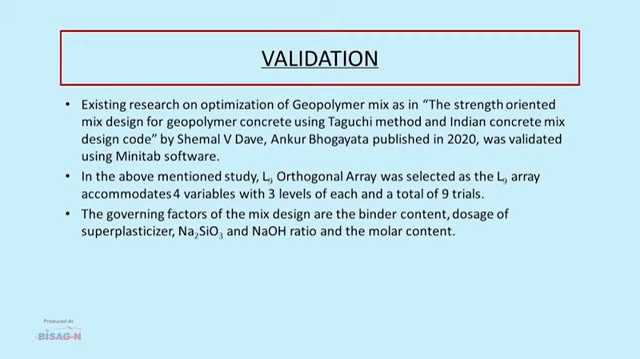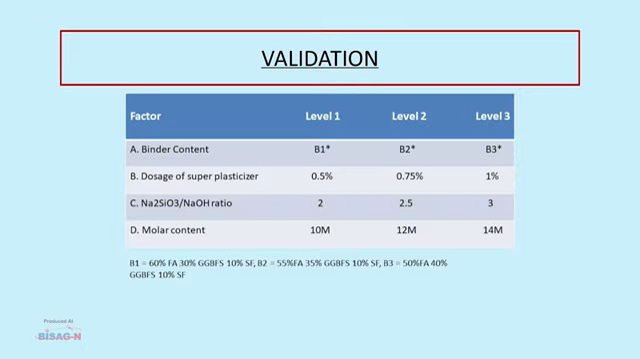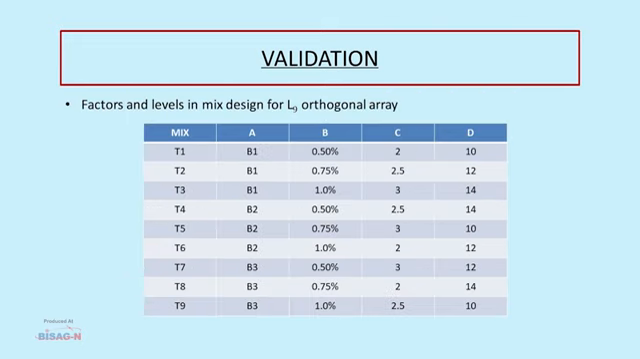The governing factors of the mix design are the binder content, dosage of superplasticizer, NaSiO3 and NaOH ratio, and the molar content. Here we can see the 4 factors with their 3 different levels. We have binder contents as 3, that is B1, B2, B3, which have different percentages of fly ash and GGBS. Factors and their levels in the mix design of the L9 orthogonal array have been shown, which has been derived from the orthogonal array. That means there are 9 experiments that have to be conducted.